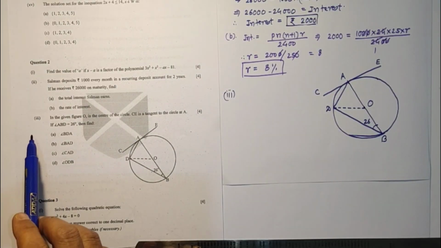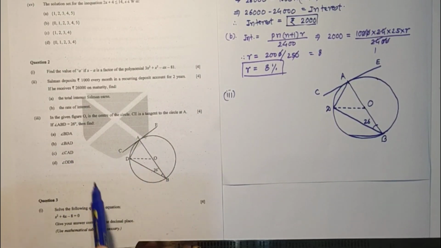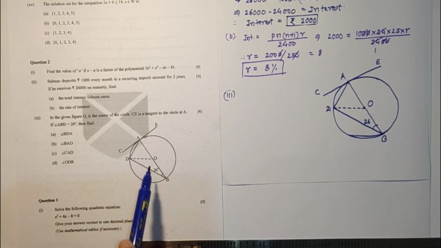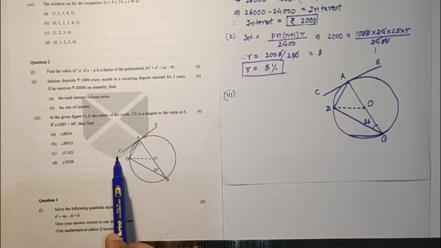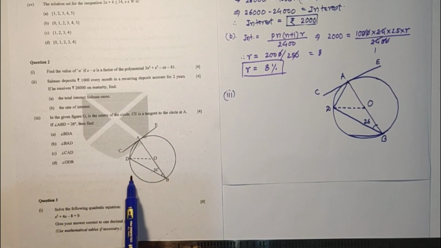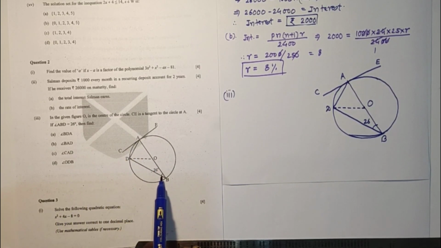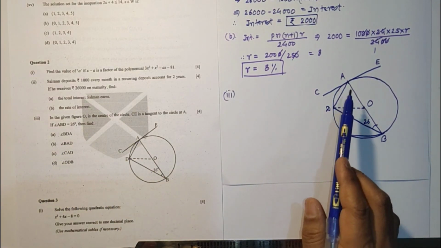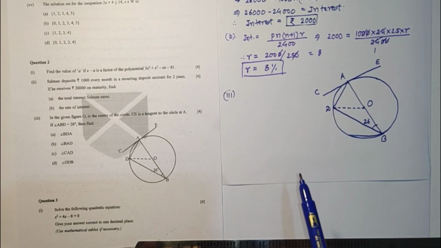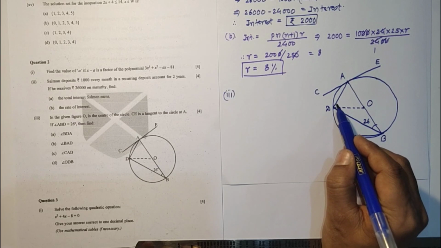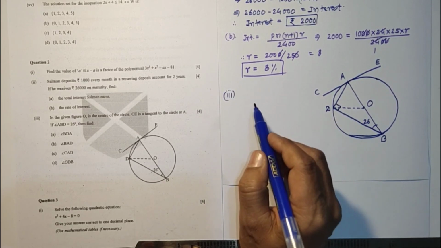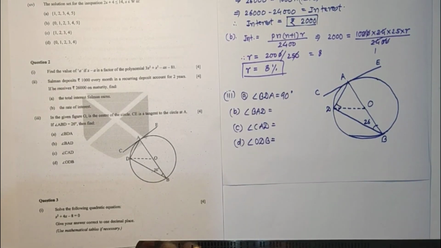In this third subpart, we are given a circle and AB is the diameter since it passes through the origin, and C is given as the tangent. Angle ABD is given as 26. We have to find these 4 angles. Angle BDA: since this is the diameter, it subtends 90 degrees at the circumference, or we can say that the angle in a semicircle is a right angle, so this is 90. So angle BDA is equal to 90. Now we have to find angle BAD.